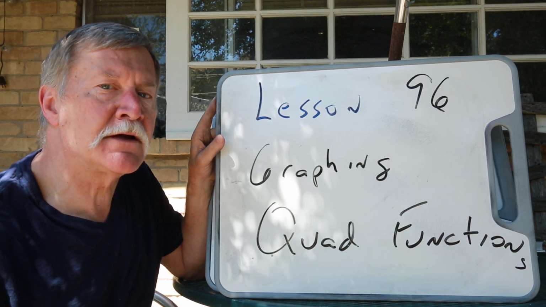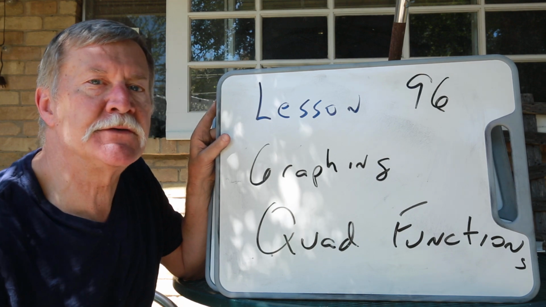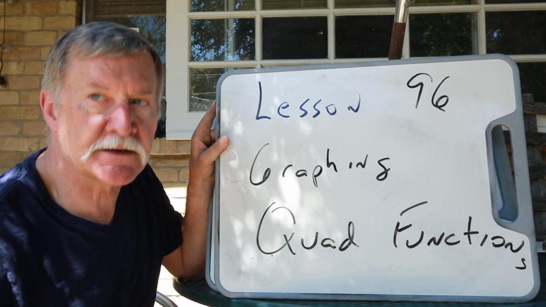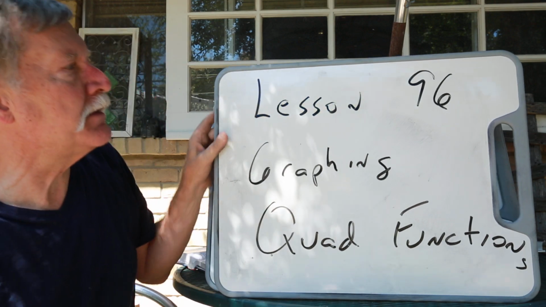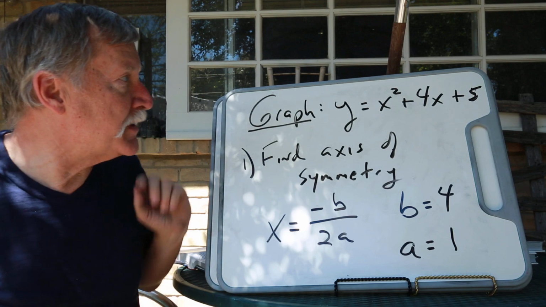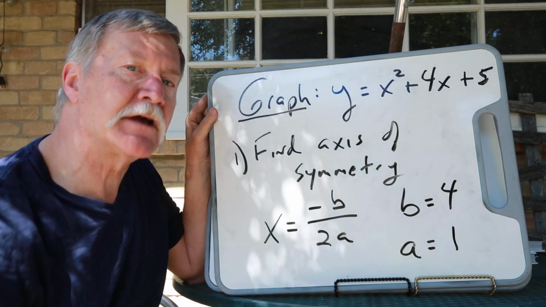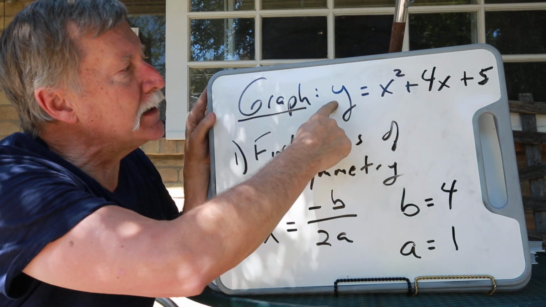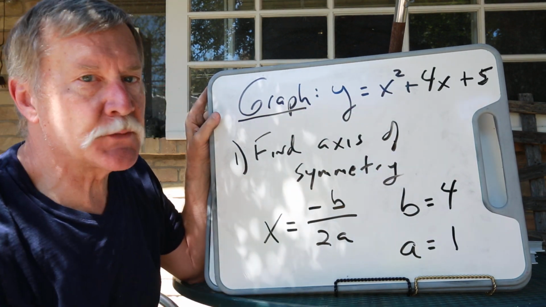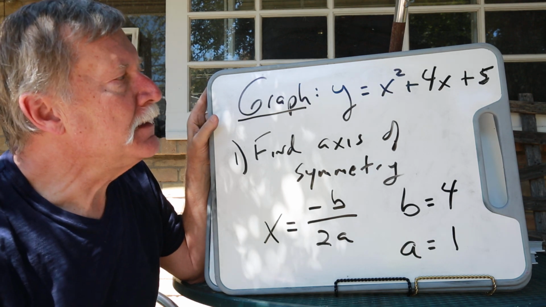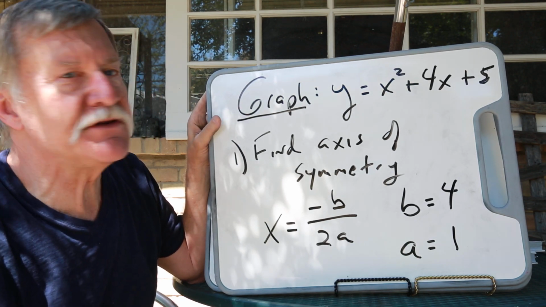And to draw those graphs that they use on the news and TV and so forth, they're taking advantage of lesson 96. So, here we go. Graphing quadratic functions. To be able to graph quadratic functions, you're given a function, in this case y equals x squared plus 4x plus 5. And the task is, how do you graph that?